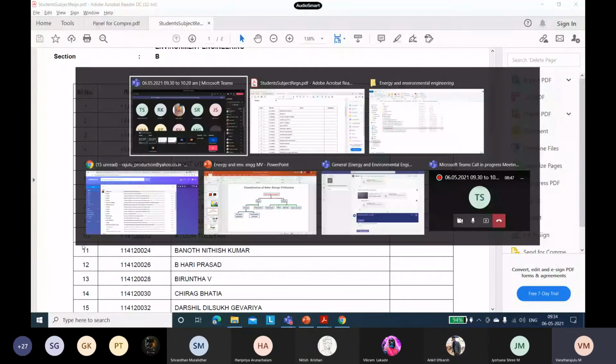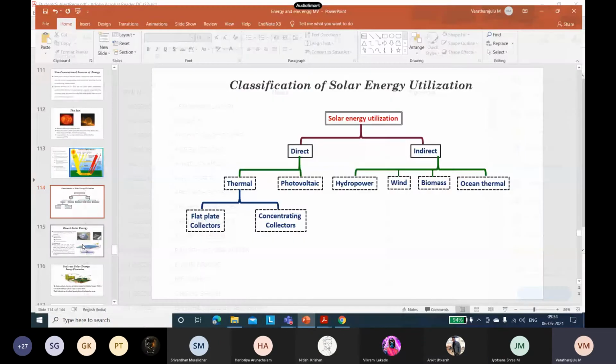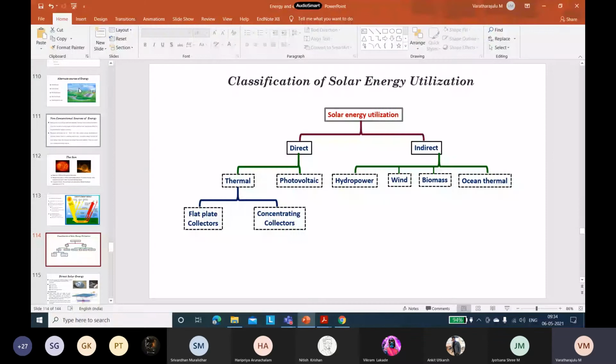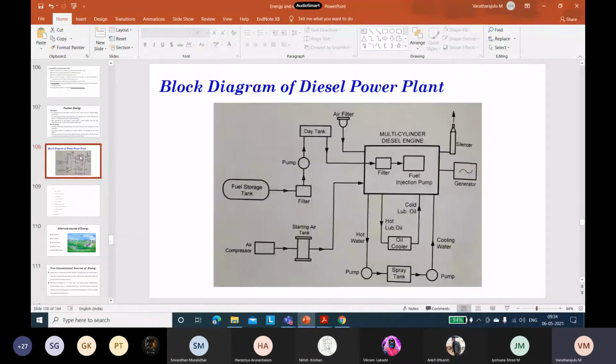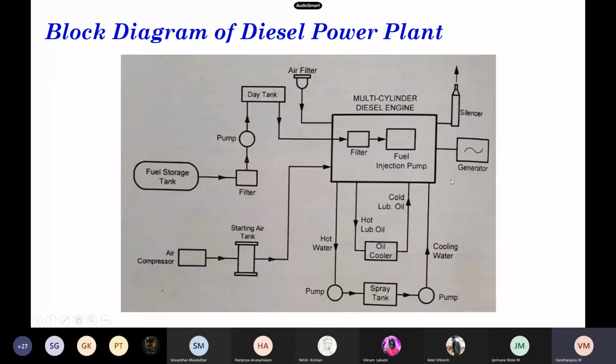So far, what we have seen, we have given the introduction, and we were introduced to the steam power plant, the hydroelectric power plant, and the nuclear power plant. In the last class, we have seen the diesel power plant, and there are various circuits. Again, we will refresh the contents related to the diesel power plant, and then we will move on to today's title. This is the block diagram of the diesel power plant.